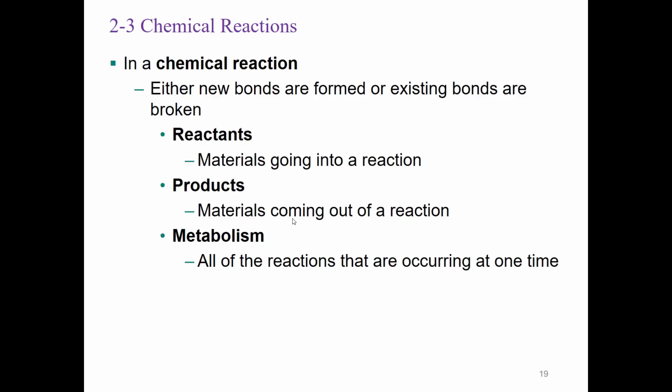These are the materials we put in, or the ingredients we put in to make something. And then we've got the products, which are the materials coming out of a reaction. So materials going in are reactants, and products are the materials coming out of the reaction. Metabolism is defined as all the reactions that are occurring at one time.